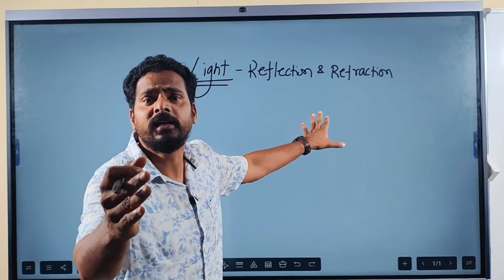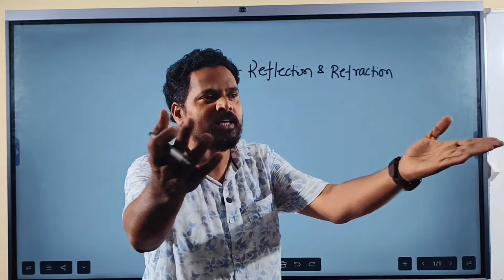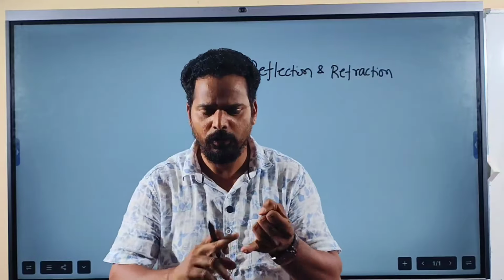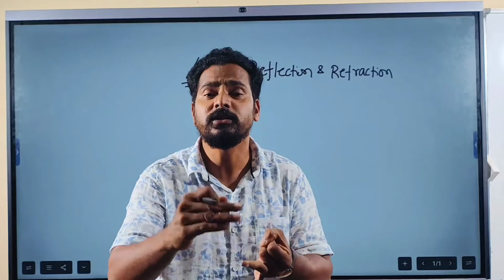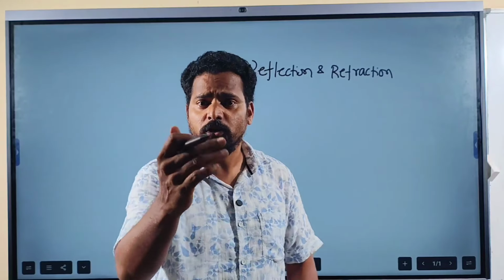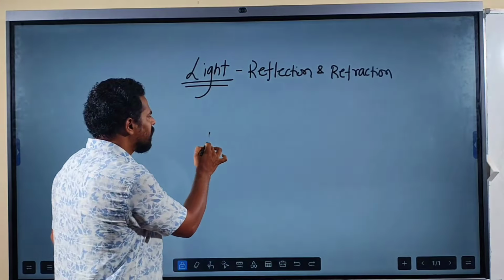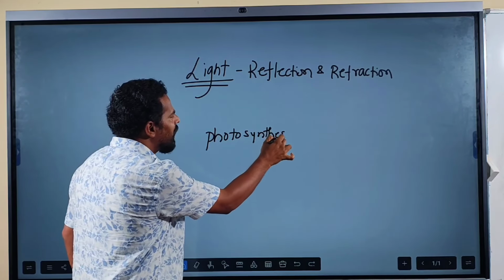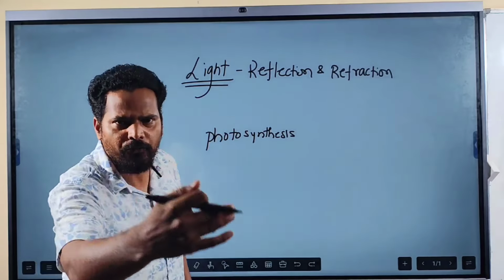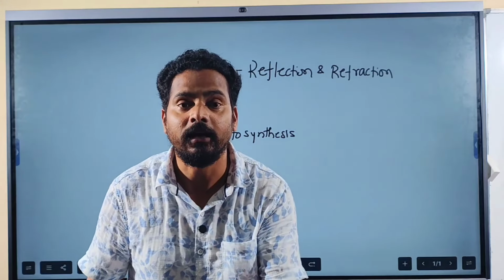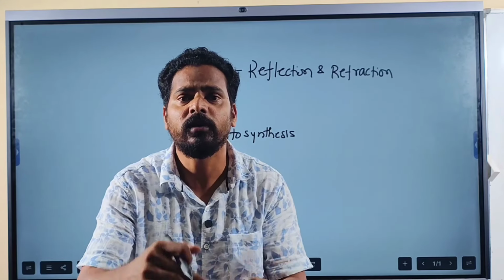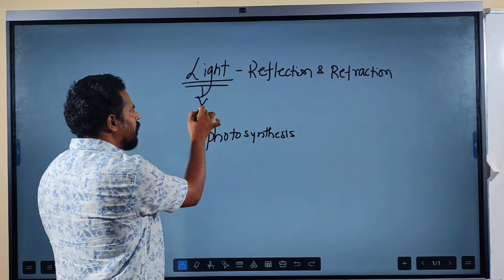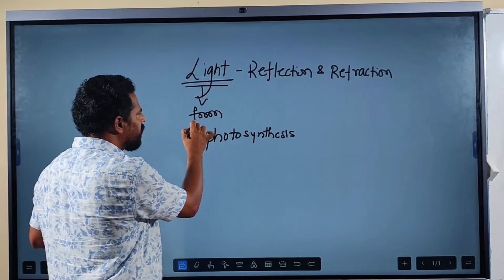First one, light is used to see the things around us. To see all the objects around us, we need light. Second one, light is used in photosynthesis. We already studied photosynthesis, correct? Photosynthesis is, plants prepare their own food by using sunlight. So this is one work, that is another work. Therefore light is said to be what? Form of energy.